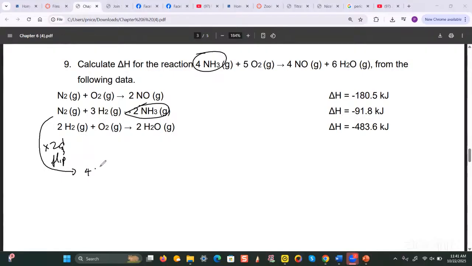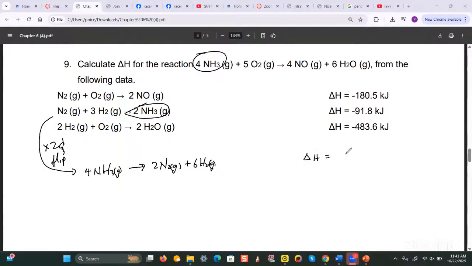4NH3 gas. And then on the, oh, I said right side, I meant left side. No, on the right side. What will you have? 2N2 gas plus 6H2 gas. Now, my question to you is, what effect would those two things have on the delta H value?